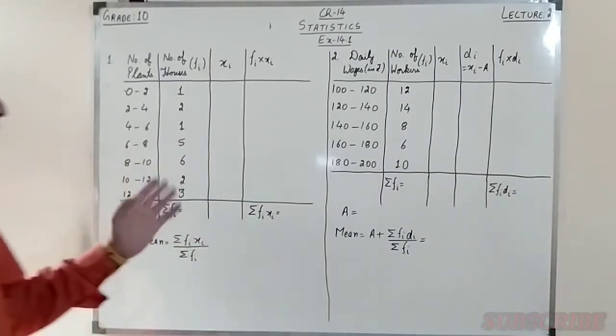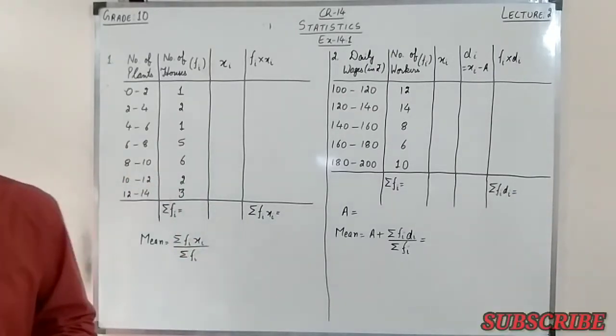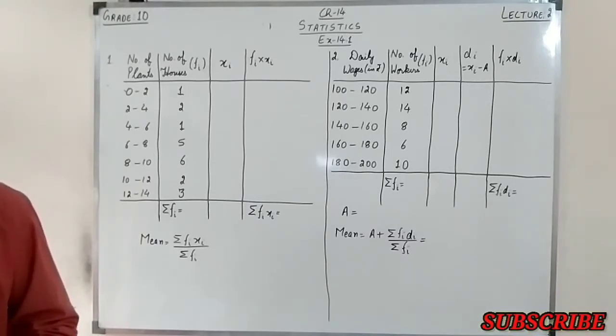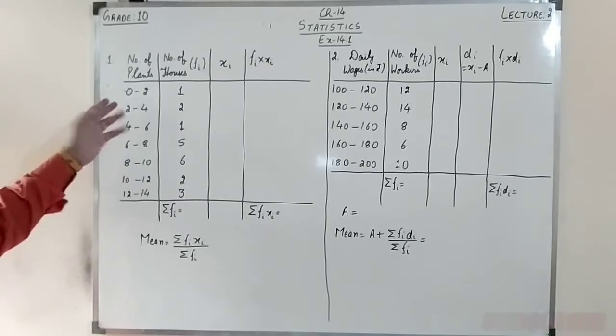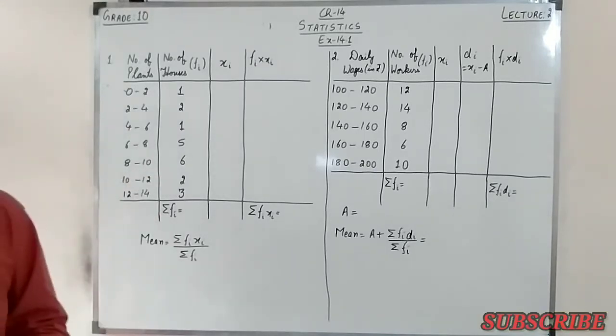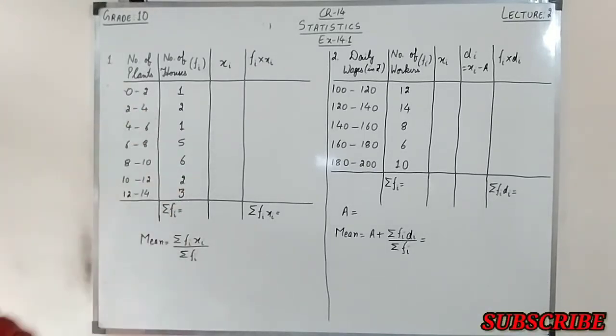Now, in the first question, what is given to me? It's given that there are some plants planted by 20 houses in a locality. So the number of plants planted from 0 to 2 have one house, and 2 to 4 we have 2 houses. Then 4 to 6 we have 1, 6 to 8 we have 5, 8 to 10 we have 6, 10 to 12 we have 2, and 12 to 14 is 3.